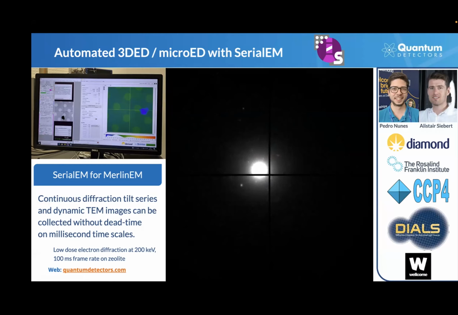We overcome the latency in SerialEM software by a custom design of the plugin. And these experiments are only possible thanks to the use of direct detection technology, which enables recording movies from the continuous rotation experiments.